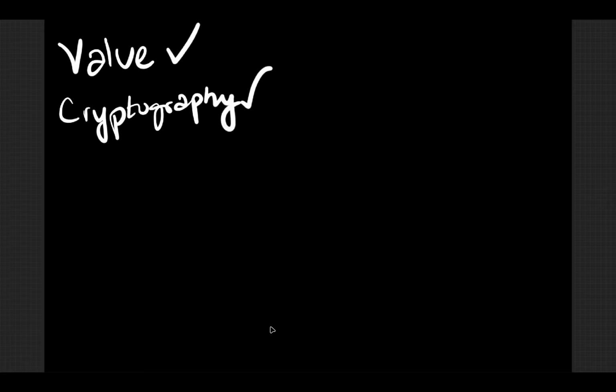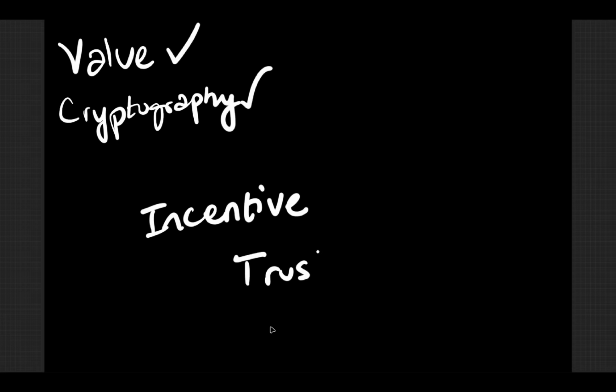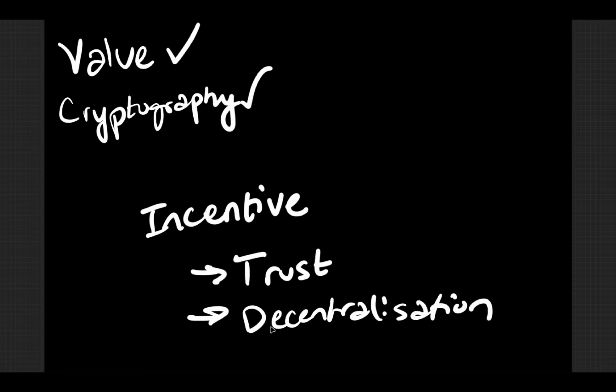Now let's take a dive into the crux of cryptocurrency, right? So the incentive behind cryptocurrency is that we have some system that allows people to have mutual trust. We have to have some level of trust in the system, but we also want some sort of decentralization. What do I mean by trust and decentralization?